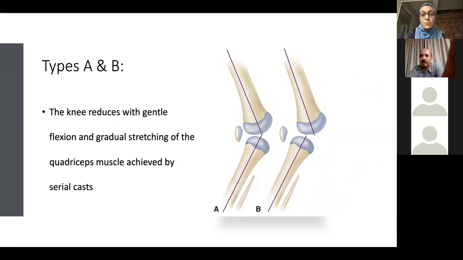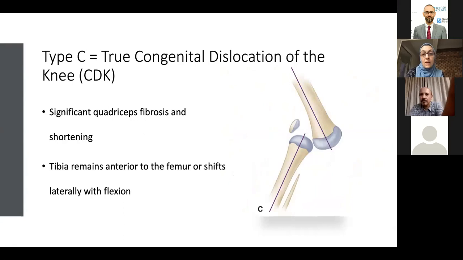The management is very simple for types A and B. The knee reduces with gentle flexion and traction, gentle stretching of the quadriceps mechanism, and then serial casts can be applied to further stretch out the quadriceps mechanism or the extensor mechanism. Type C, which is true congenital dislocation, mostly needs surgical reduction because significant fibrosis and shortening of the quadriceps mechanism exists, and the tibia does not reduce back onto the articular surface of the femur on manipulation.